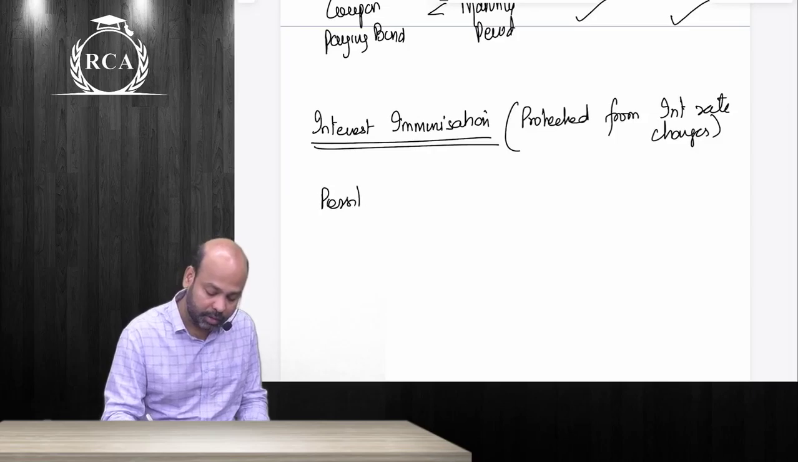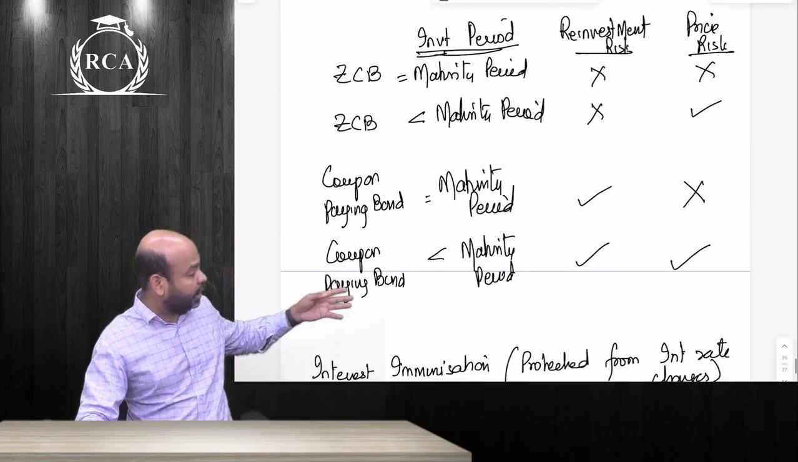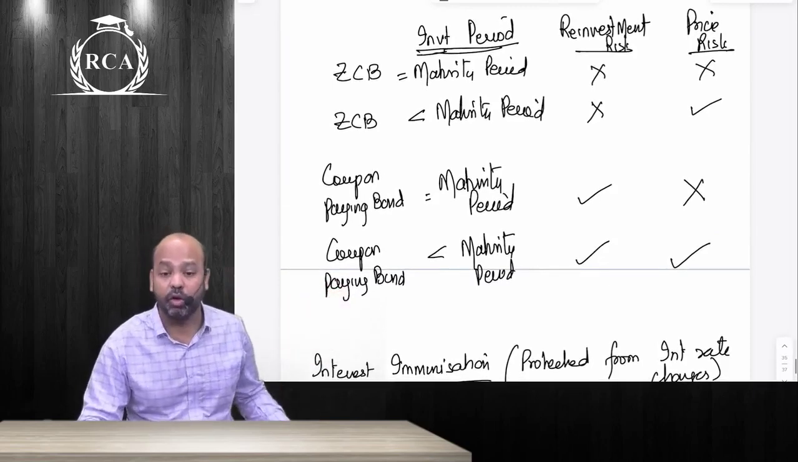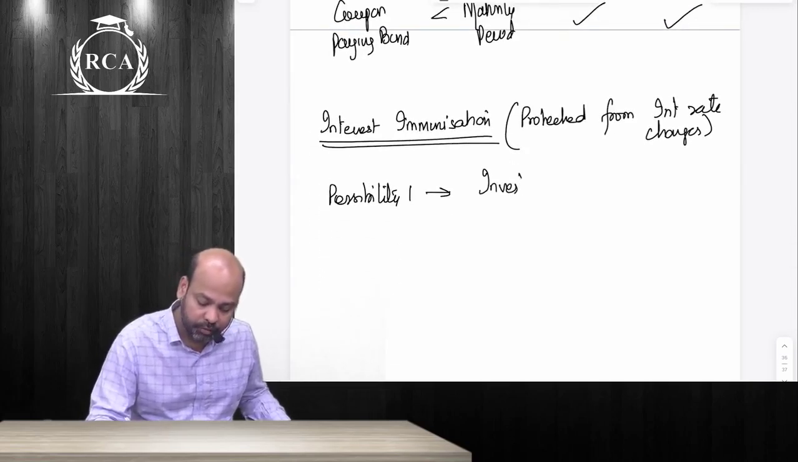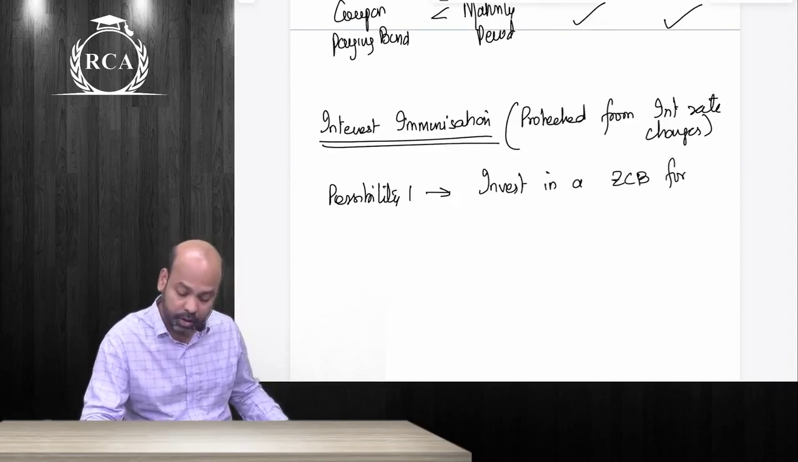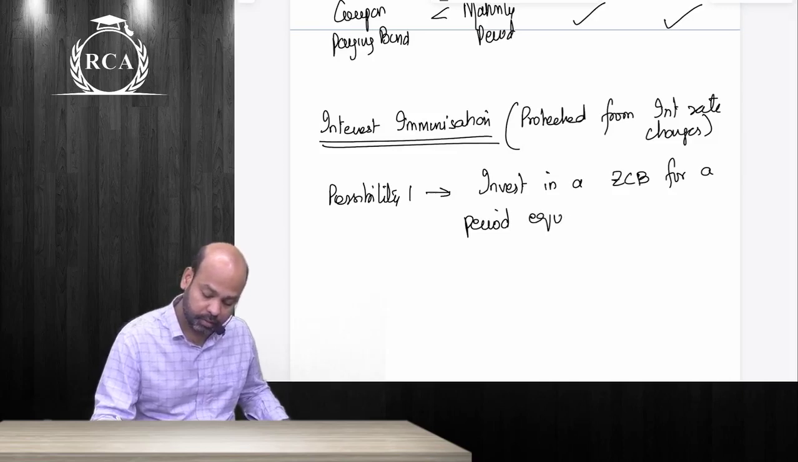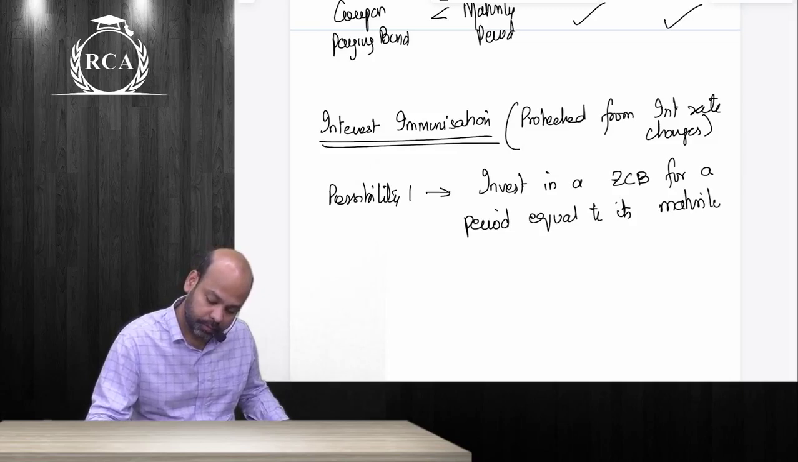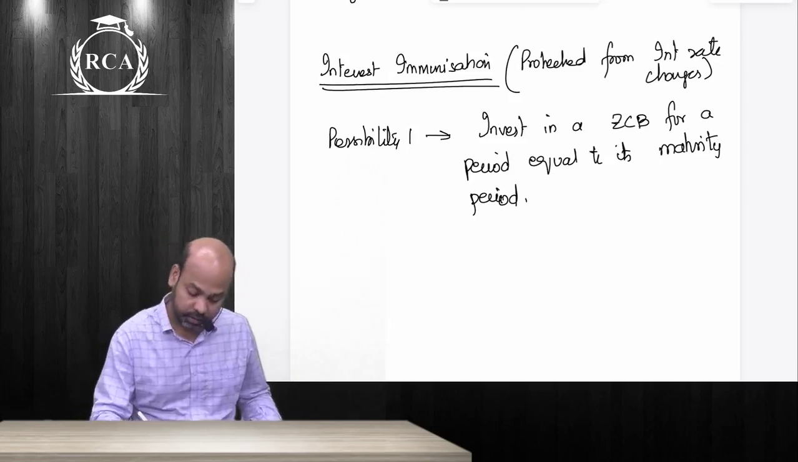What did I tell you just now? What is possibility 1? Look at this, guys. How can I avoid my price risk and reinvestment risk altogether? Invest in a zero coupon bond, guys, for a period equal to its maturity period. That is possibility 1, guys.